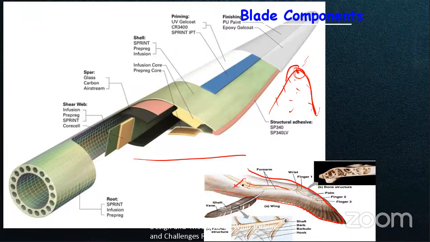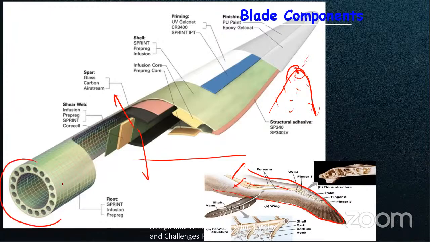To give strength to the bird's wing, it has the bones. Here it gives the strength of the blade. The blade has a hollow shape, and to give it strength there is the spar rod. The spar rod is there to give more strength to the blades, and also the shells and the various cells are there. These are the wind turbine components.